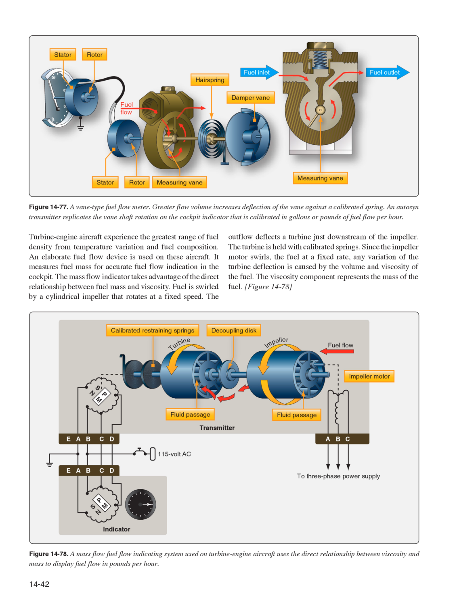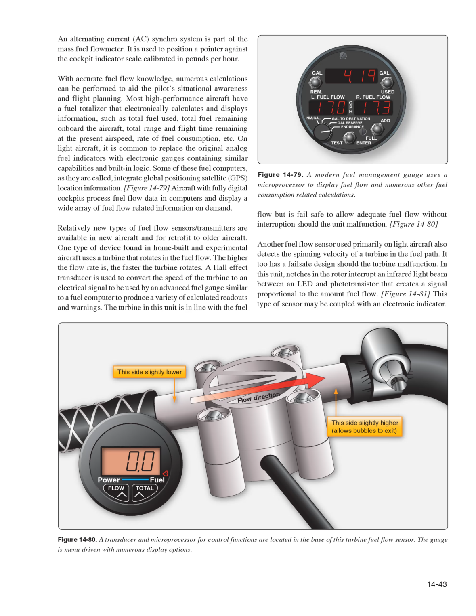Figure 1478. An alternating current (AC) synchro system is part of the mass fuel flowmeter. It is used to position a pointer against the cockpit indicator scale calibrated in pounds per hour. With accurate fuel flow knowledge, numerous calculations can be performed to aid the pilot's situational awareness and flight planning. Most high-performance aircraft have a fuel totalizer that electronically calculates and displays information, such as total fuel used, total fuel remaining on board the aircraft, total range and flight time remaining at the present airspeed, rate of fuel consumption, etc.